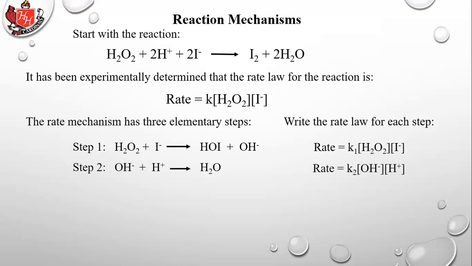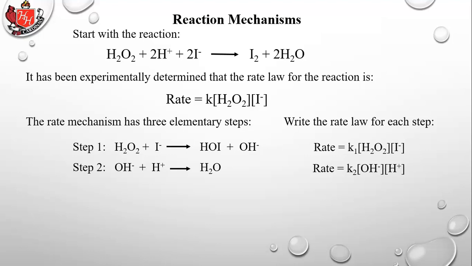So step 2. The OH- from step 1 is going to go in as a reactant to step 2. Then you're going to take one of the H+ ions and put those together to create H2O. So the rate for that is going to be k2, the rate constant for step 2, times the OH- concentration raised to the first power, because the coefficient in front of OH- in that reaction is a 1, times the concentration of H+ raised to the first power, because the coefficient in front of H+ is also a 1.